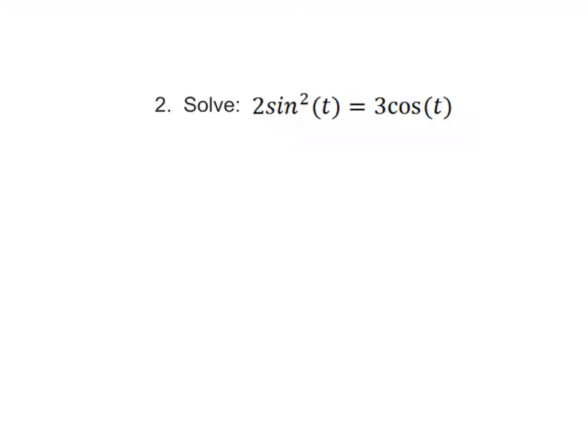So go ahead and look at this equation that we're going to be solving here. 2 sine squared t is equal to 3 cosine t. See if you can pause the video and do a little bit of work on your own before you restart the video and see how I pursue it.